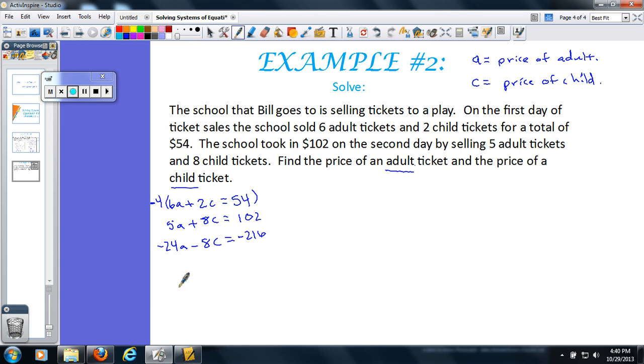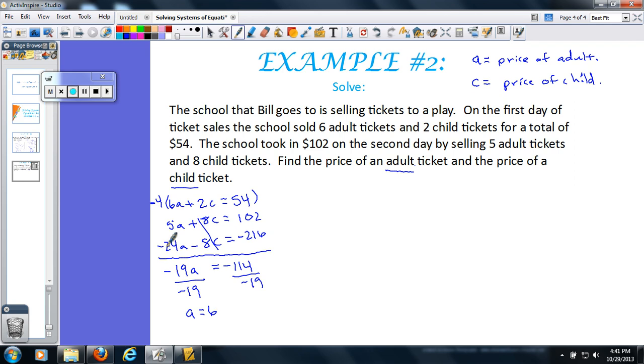Alright, now I have 2 equations. Let's add them together to eliminate my C's. So these are gone. Negative 24A plus 5A is negative 19A equals, and negative 216 plus 102 is negative 114. Now I'm going to divide by negative 19, and that's going to be 6. So I get A equals 6.